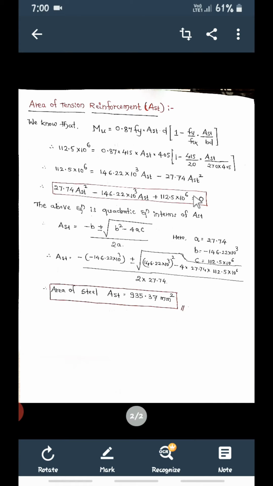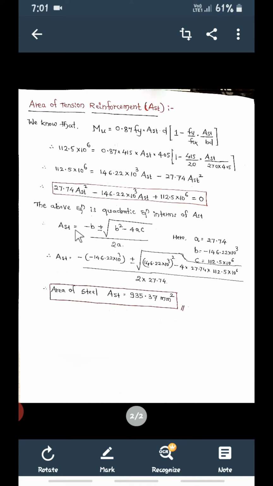Now rearrange the terms. I'll take this term this side, so this becomes plus now. So 27.74 AST square, then again this minus, this term comes here, minus 146.22 into 10 to the power of 3 AST, and this is as it is, plus 112.5 into 10 to the power of 6, here it is 0. Now see, again it is in the form of ax square plus bx plus c is equal to 0. This is a quadratic equation in terms of AST.